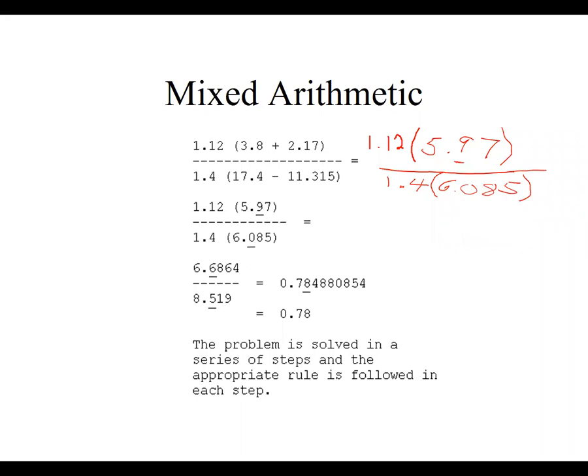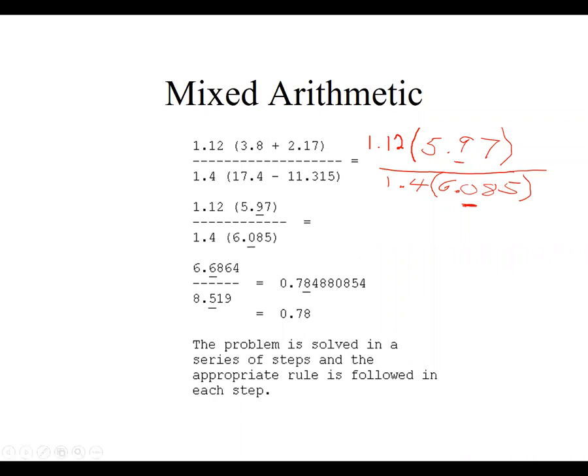Okay, now I'm going to carry out the multiplication on the top. And the underline is going to help me. Like this other one, I should have also on the bottom underlined the 0, right? Because I took 17.4, which has 1 decimal place, minus 11.315, which has 3 decimal places. 1 is less than 3. So I'm only going to have 1 decimal place there. So my point is there after the 6.